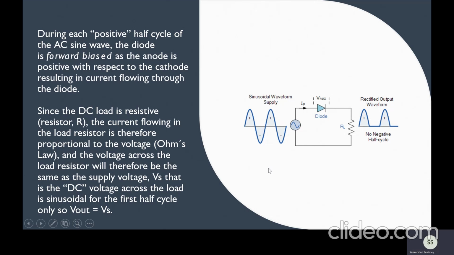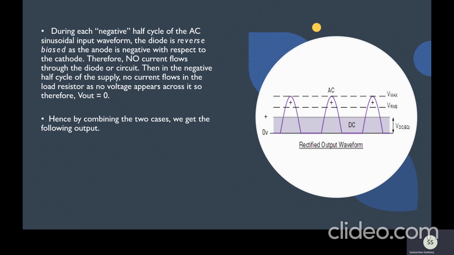During each negative half cycle of the AC sinusoidal input, the diode is reverse biased as the anode is negative with respect to the cathode. Therefore, no current flows through the diode. Since no current flows through the diode, the output voltage will be equal to 0. Hence, combining the two cases, we get the following output. As we can see, there is no voltage in this half while we have a normal sinusoidal voltage in this half.